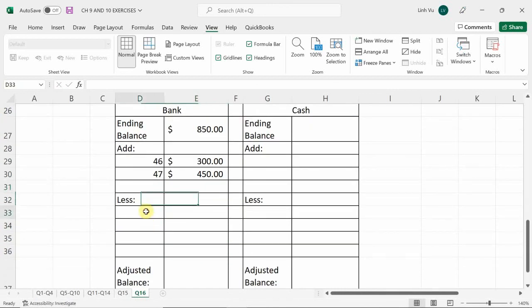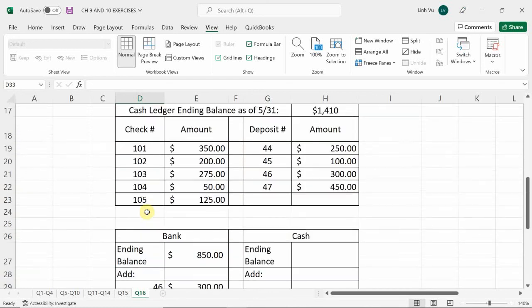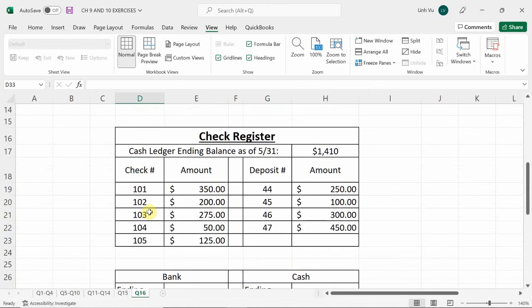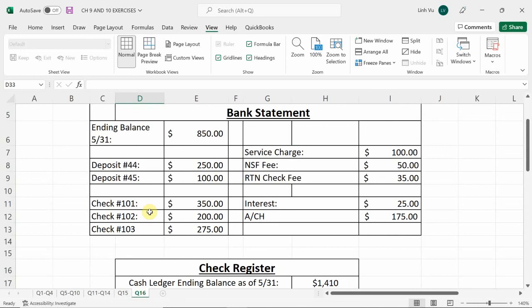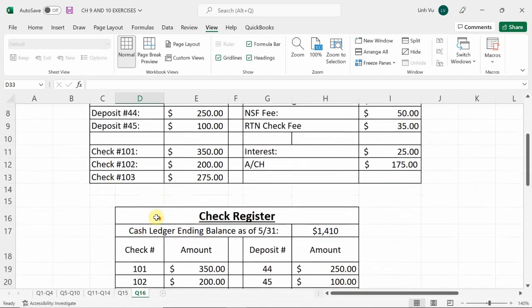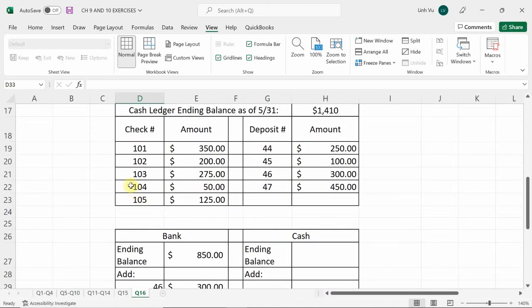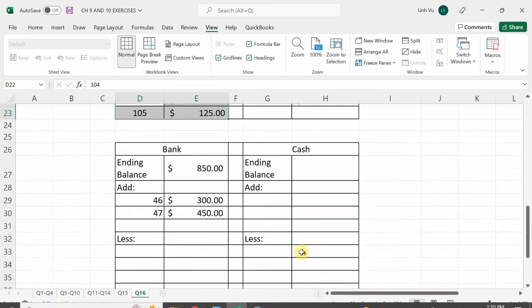What do I need to subtract out from my bank account? Outstanding checks. Good, right? My checks that I've written that have not cleared yet. In this case, how many checks have I written out? You've got 5, because on my end I wrote 5 checks, but on the bank side, how many of them actually cleared? Only 3, right? So which ones am I missing? 104 and 105. Right, check number 104 and check number 105 for these amounts here, 50 and 125.